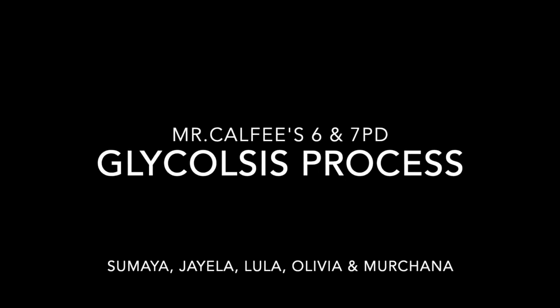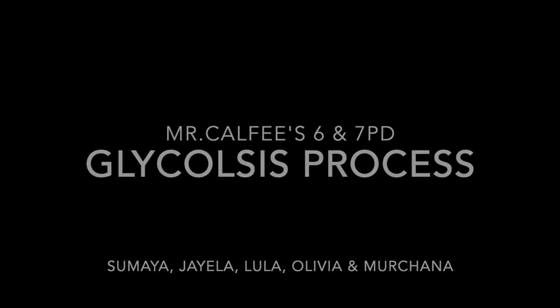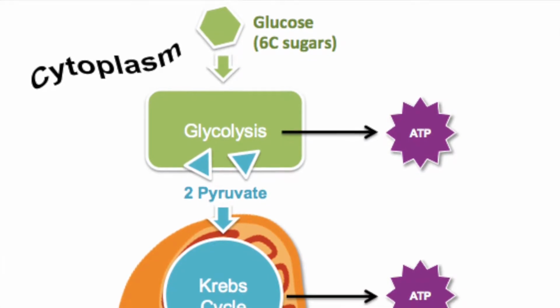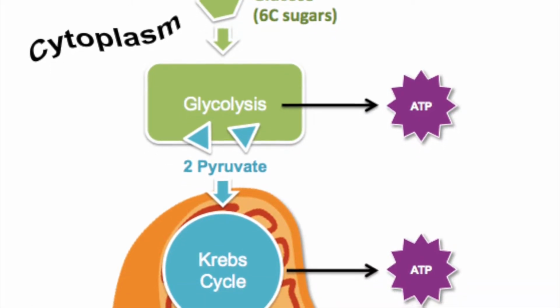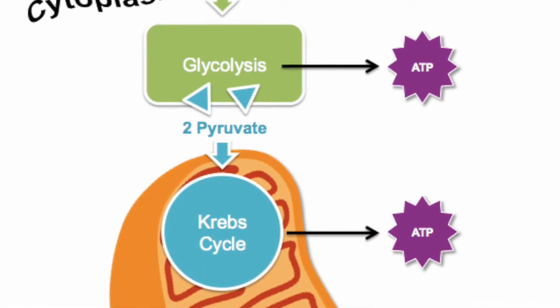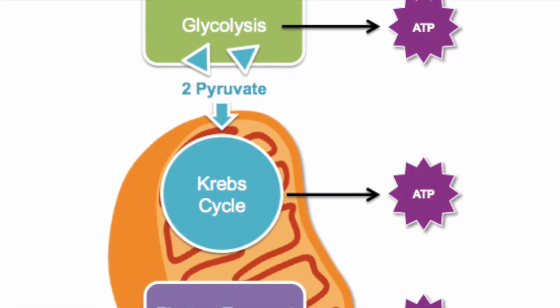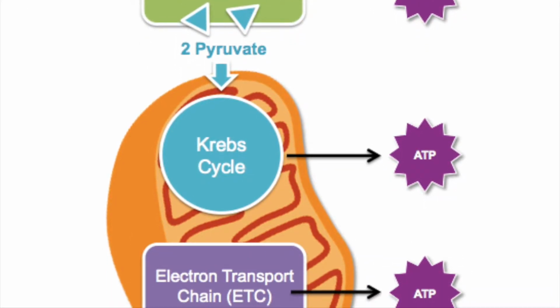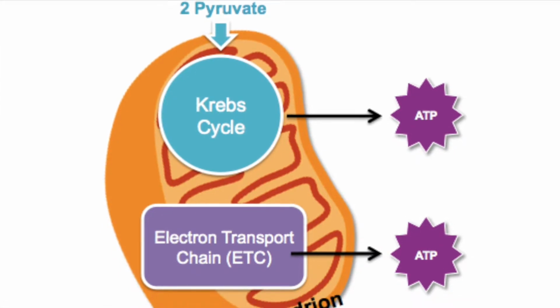Hello, this is Mr. Calfee's AP Bio class, and today we will be modeling the steps for glycolysis. The process takes place in the cytoplasm of the cell, and during glycolysis, glucose gets transformed into two pyruvates, three-carbon molecules. The steps for glycolysis are phosphorylation, lysis, oxidation, and ATP formation.